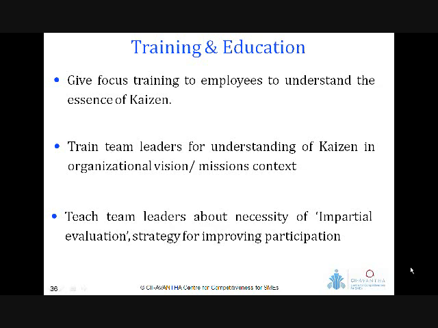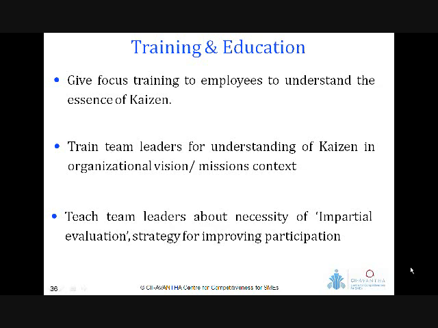Train team leaders for understanding of Kaizen in the organization's vision and mission context. Now you have to do Kaizen which is related to your organization's vision or mission. It could be related to the theme of the year, and you have to follow through thoroughly in order to achieve the desired business objective.